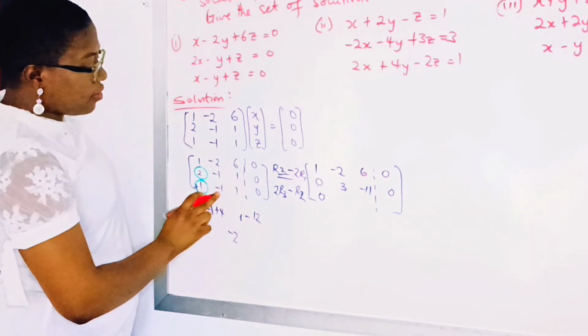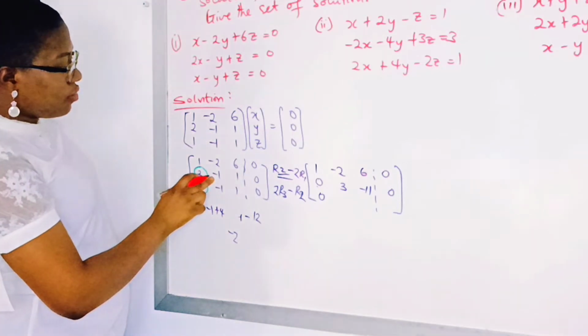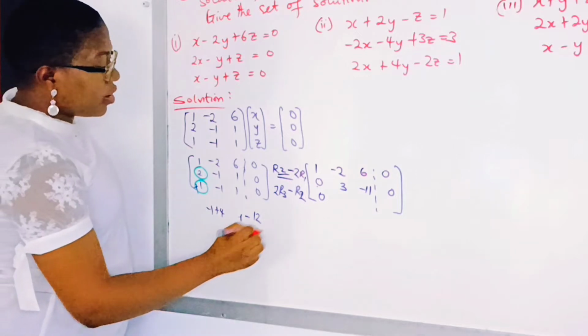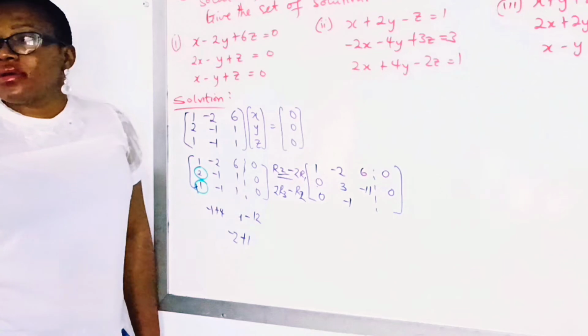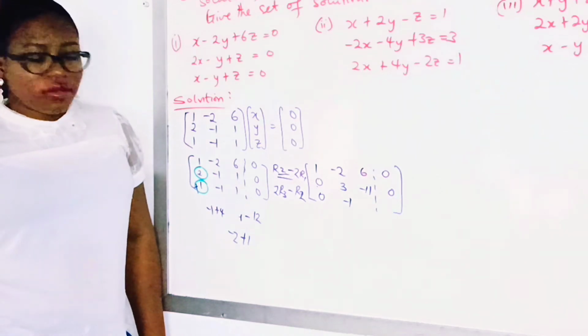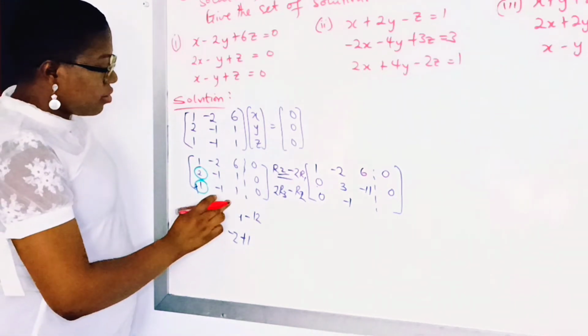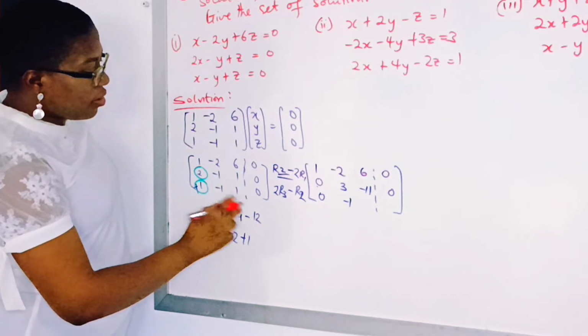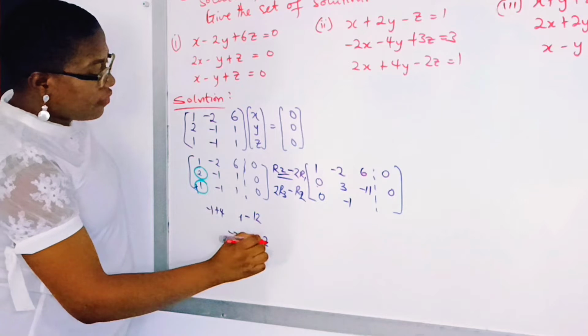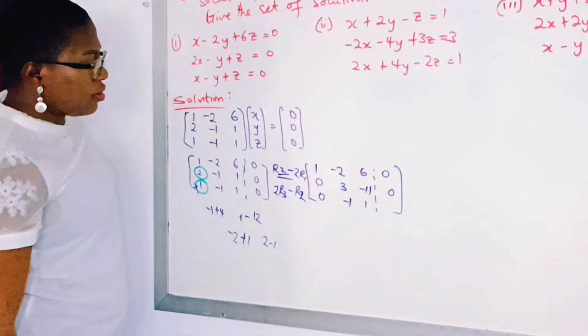Then 2 times this is -2, minus, so plus 1, this will give me -1, right? Am I correct? Yes. Then 2 of this is 2, minus 1 of this is 1. It's giving 0.